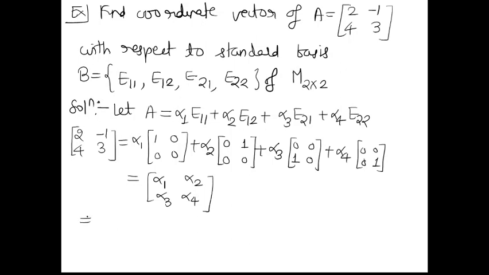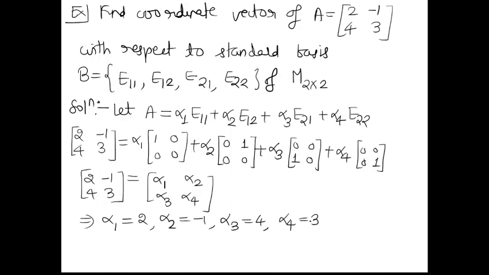Now equate corresponding matrices, right? Equating corresponding matrices means equating corresponding elements of the matrix. So we have alpha 1 is equal to 2, alpha 2 is equal to minus 1, alpha 3 is equal to 4 and alpha 4 is equal to 3. Therefore, for matrix A, we want a coordinate vector.